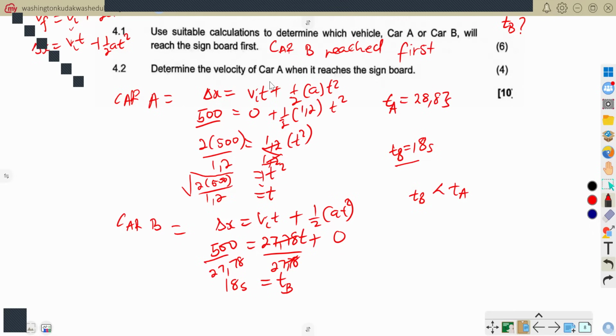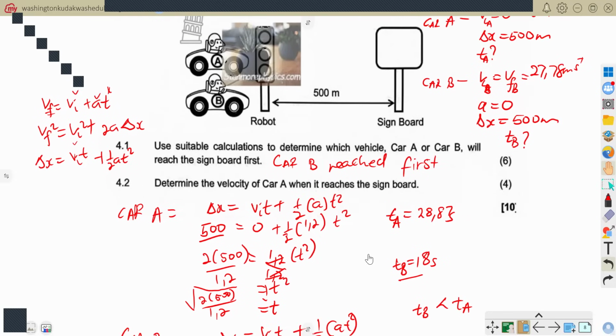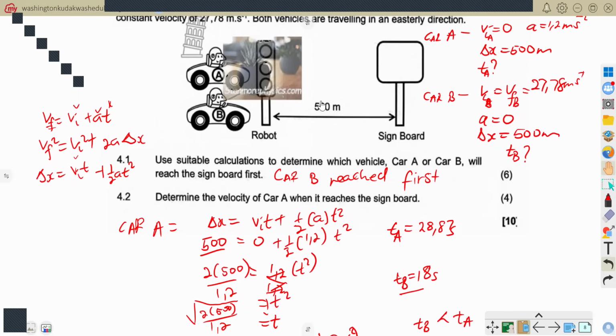Now they're saying determine the velocity of car A when it reaches the signboard. We now need to determine the velocity of car A when it reaches the signboard. So now what we need to do is, we know the displacement.